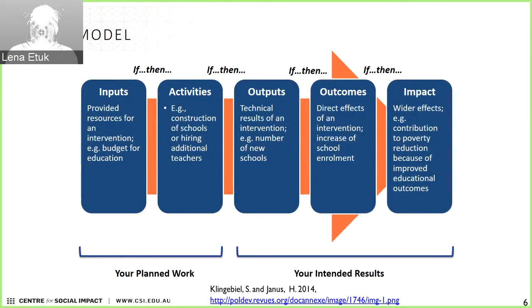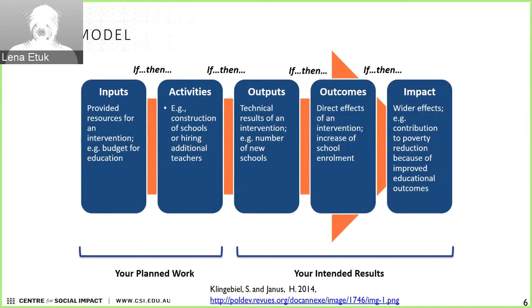And so these are the activities that your program is doing, such as constructing schools, or hiring additional teachers, or maybe offering an after-school program to people. If those activities happen, then there are particular outputs that will occur. And the logic model, as you can see, is very linear. So what are those outputs that are going to occur as a result of the activities?